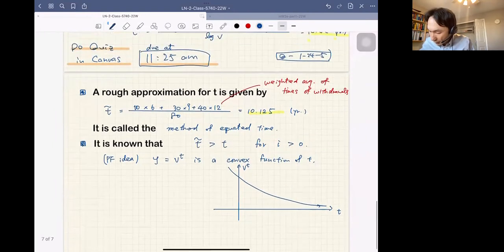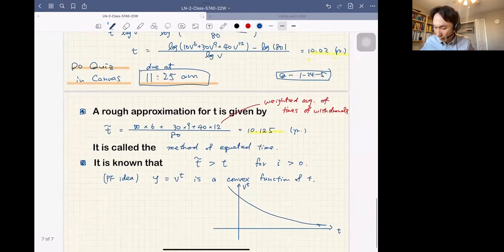Okay, do you have any questions? You cannot get the exact answer by t tilde, but if you just want to roughly get the idea of the answer, you can do this.